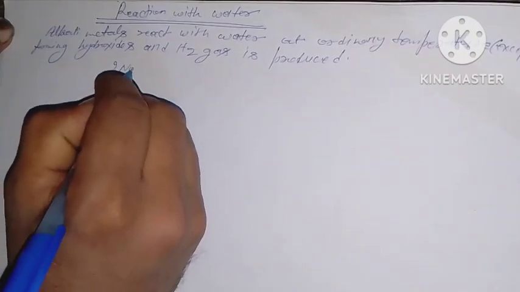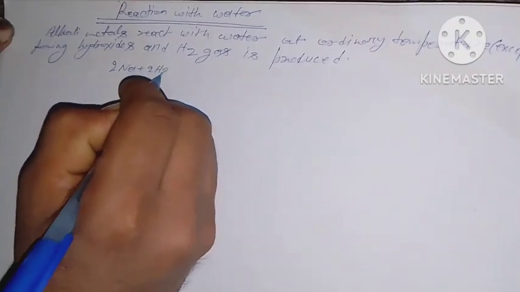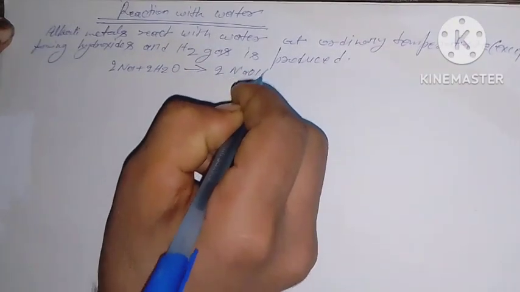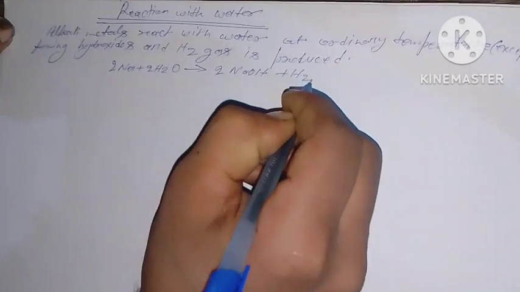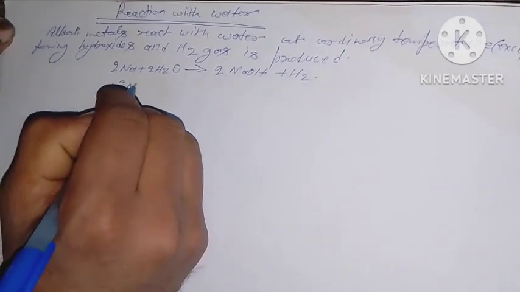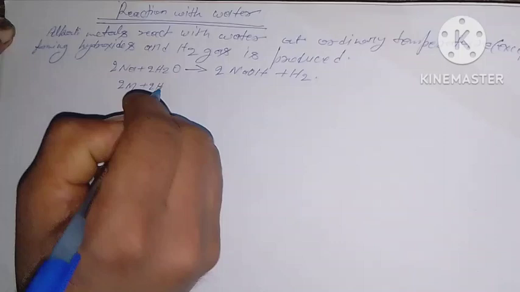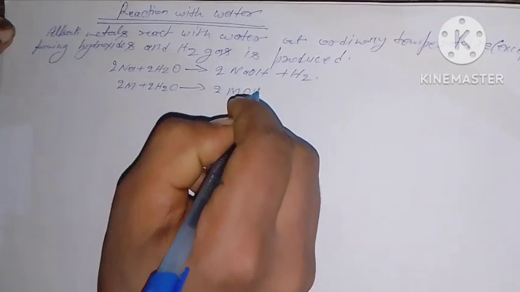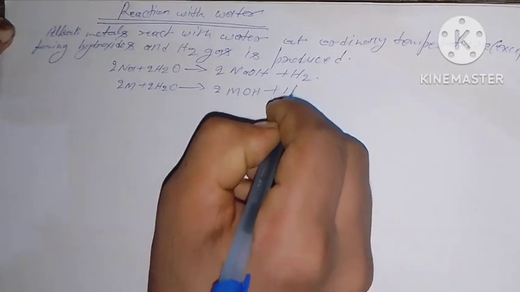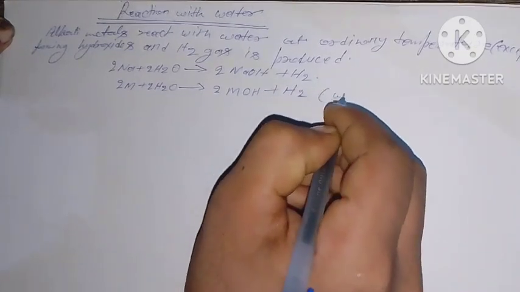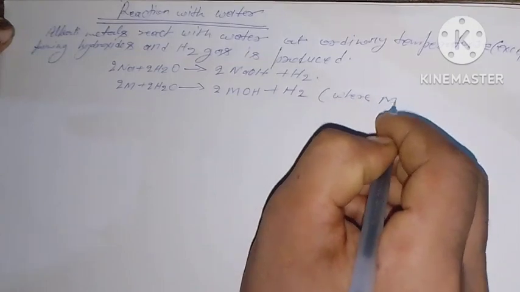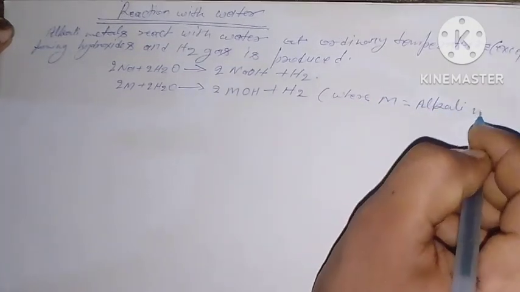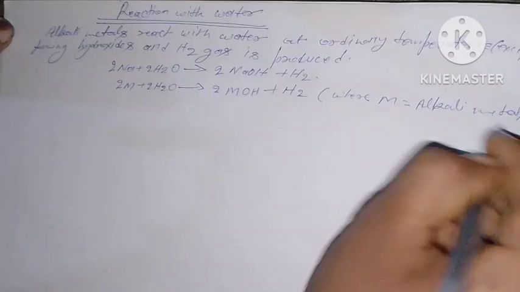And then 2Na plus 2H2O gives 2NaOH plus hydrogen gas is released. And 2M plus 2H2O gives 2MOH plus H2. Okay. Where M is alkali metals.